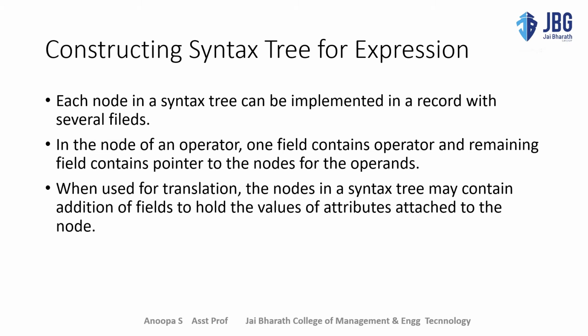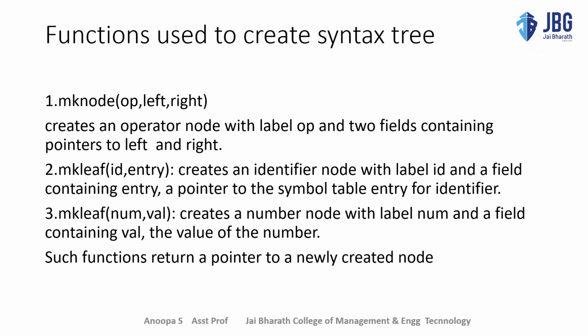So we have discussed syntax directed translation, right? In the case when we are using this syntax tree for translation, we will give fields to hold the value of attributes also. These are the functions that we use to create syntax tree. First one is make node. Attributes are operator, left and right. What will this function do? It creates an operator node with label op and two fields containing pointers to left and right, which will be pointers to the corresponding operands.